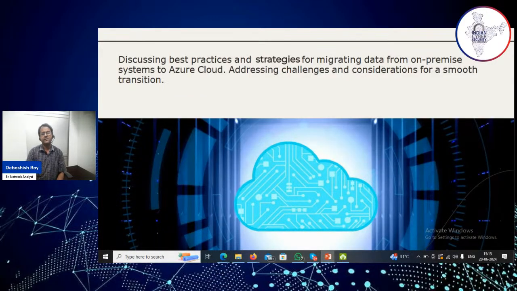Now, the best practices and strategies for migrating data from on-premise systems to Azure Cloud are very essential. Addressing challenges and considerations for a smooth transition is required.